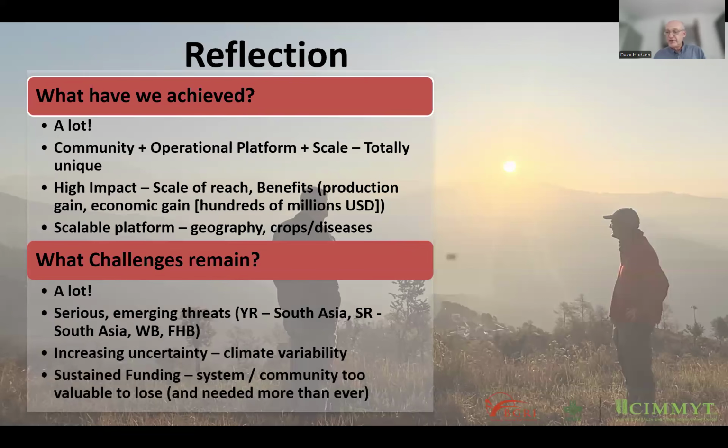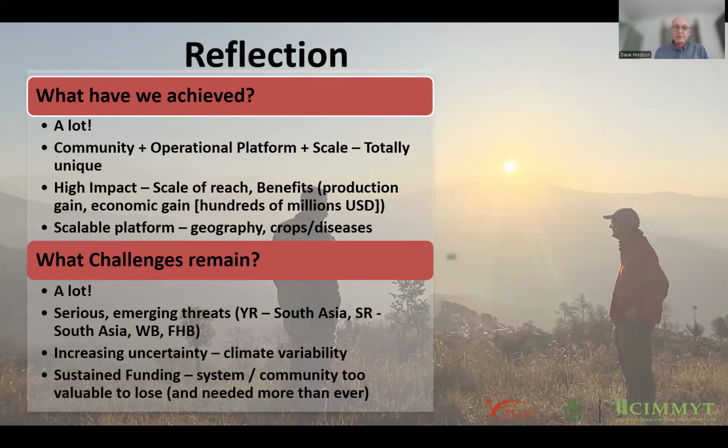So just to finish off with a bit of a reflection on all of this. What we've achieved, well, I think really a huge amount. I mean, the community that's in place, the operational platform, the scale that this is operating at, it's a totally unique system. And it's also having very high impact. We're getting more and more information on the impact in terms of scale of reach. We have evidence that we're reaching probably about 1 million smallholder farmers with the information. The benefits in terms of production gains, economic gains, they're in the hundreds of millions of US dollars.